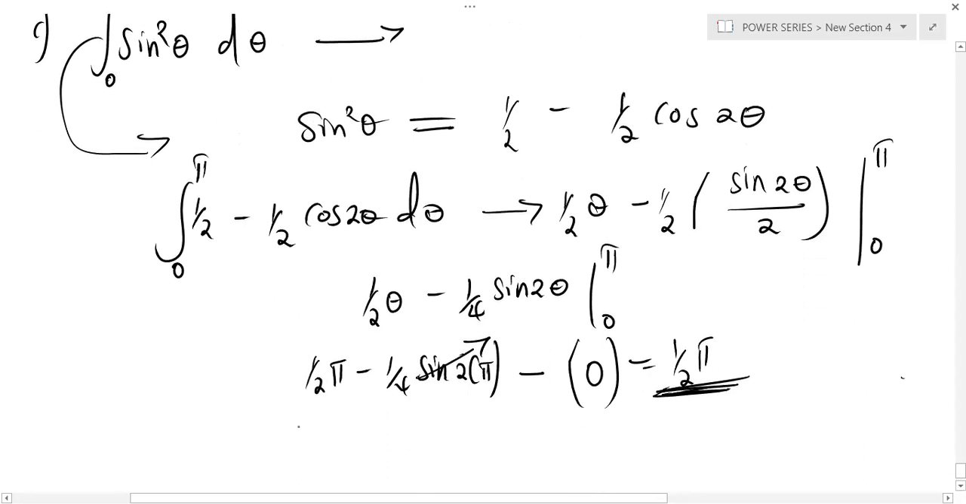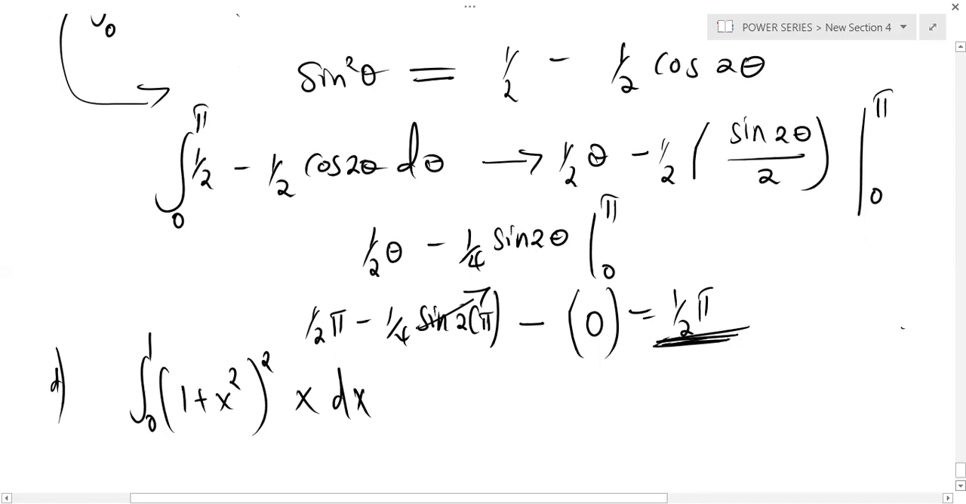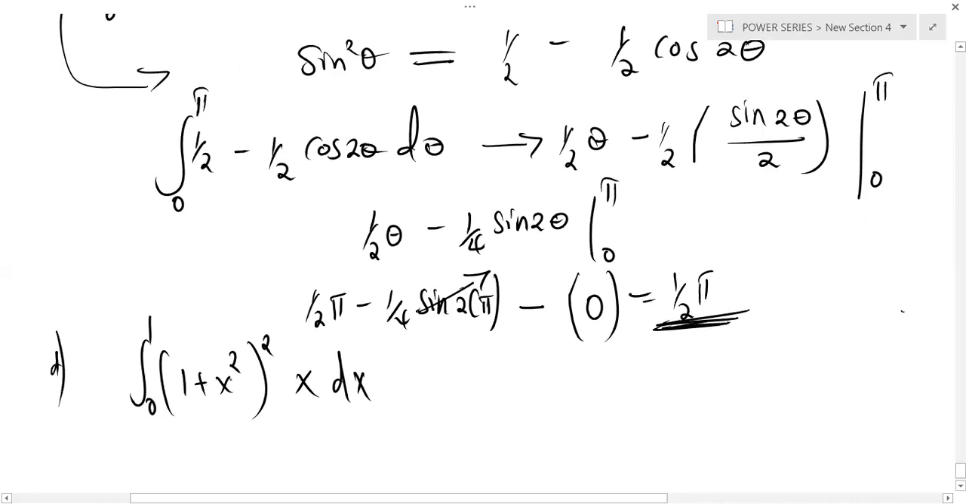Okay. Next question is question D. The integral from 0 to 1 of (1 plus x squared) squared, times x dx. You don't have to overthink this question. You can do it using substitution, or you can also open this bracket up. When you use substitution, you just say let u be equal to what is inside the bracket. That will be 1 plus x squared.